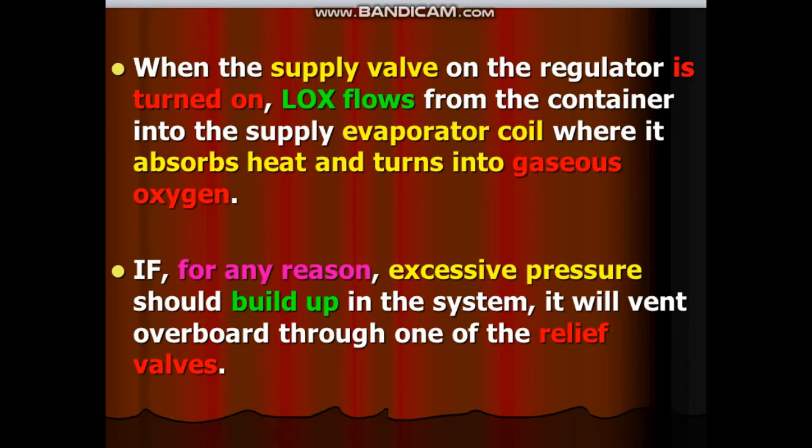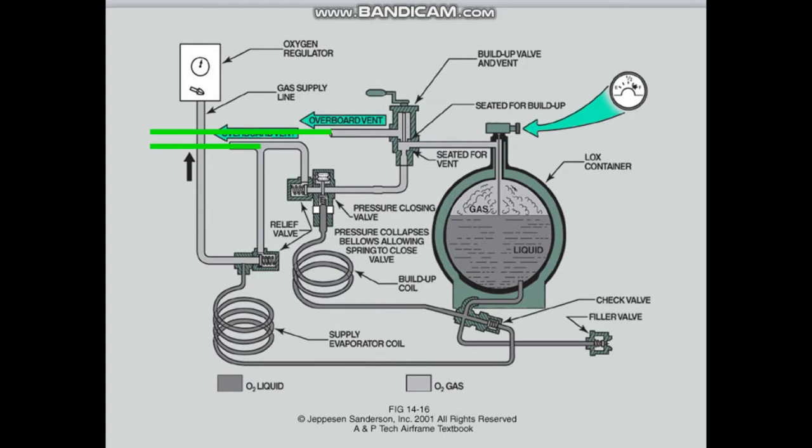When the supply valve on the regulator is turned on, liquid oxygen flows from the container into the supply evaporator coil, where it absorbs heat and turns into gaseous oxygen. If for any reason excessive pressure should build up in the system, it will vent overboard through one of the relief valves. Typically, this figure illustrates the liquid oxygen systems.